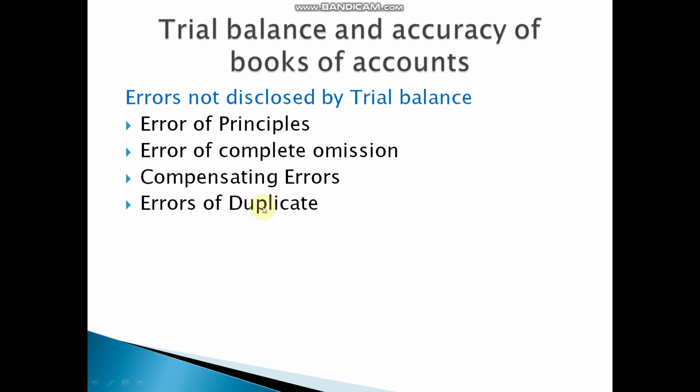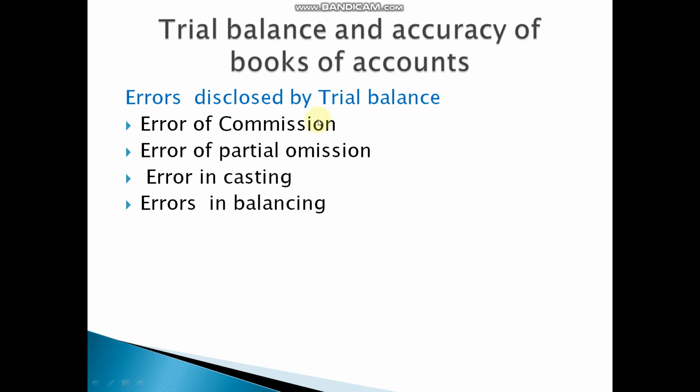And fourth, the error of duplication. Error of duplication in the sense, if you create a duplicate entry, the trial balance still tallies because of that. If you make a duplicate entry, we are not able to find out that particular duplicate entry, right? These are some of the errors we are not able to find by preparing the statement of trial balance.